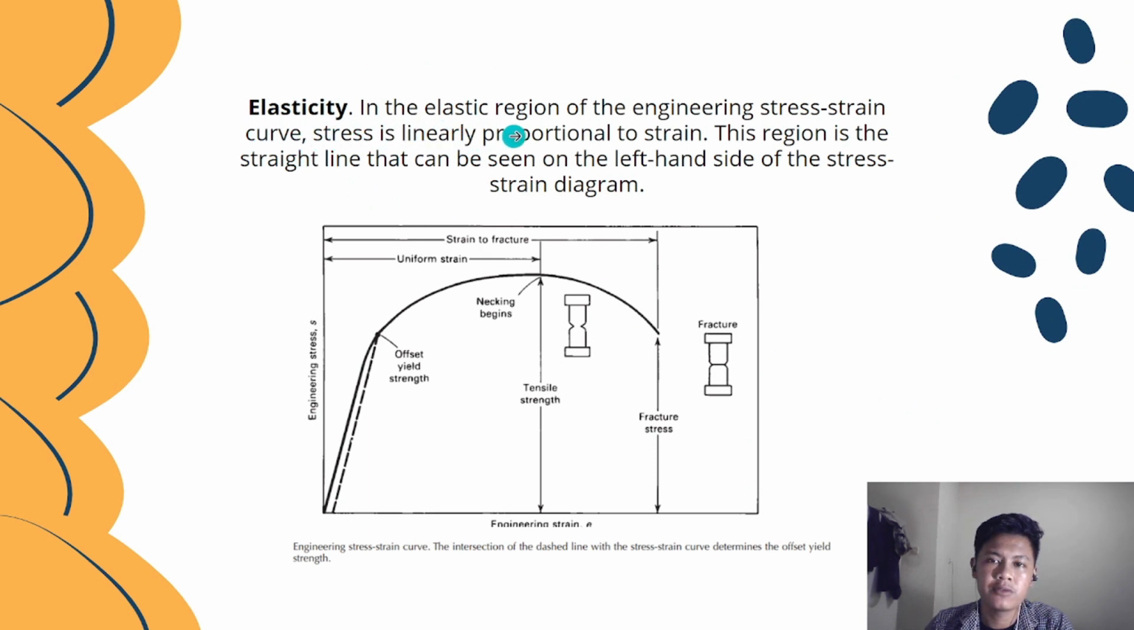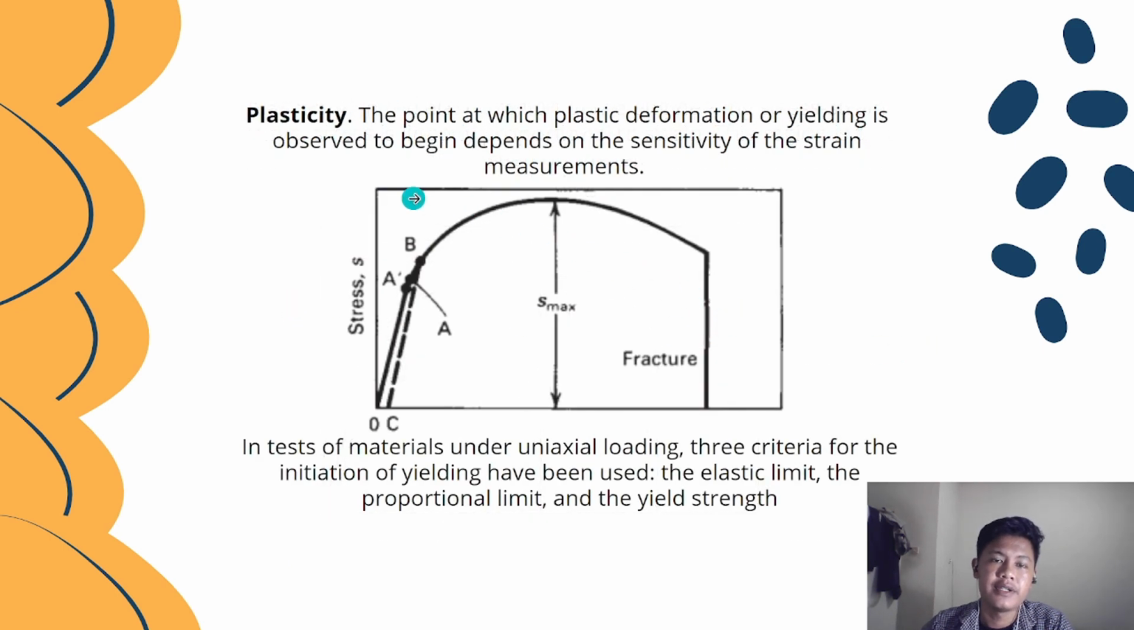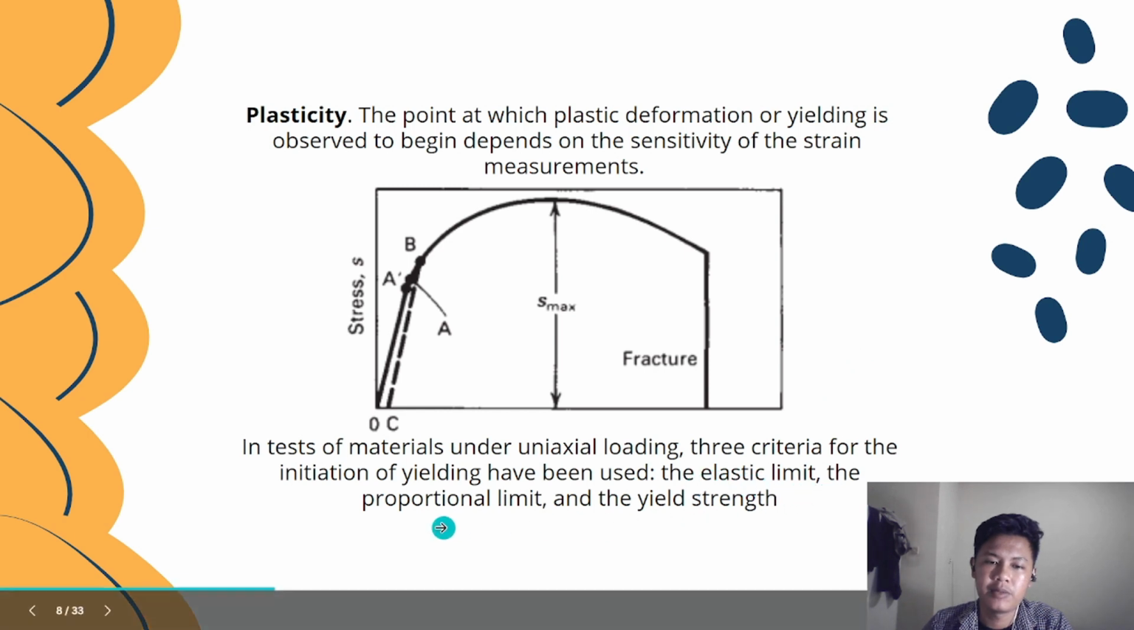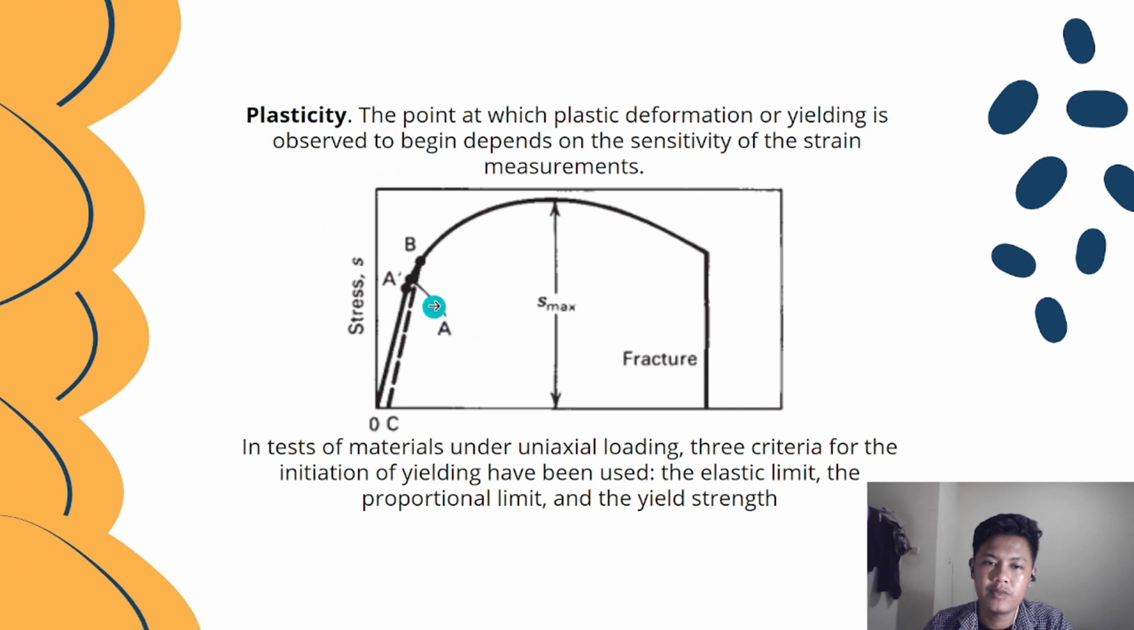Elasticity. In the elastic region of the engineering stress-strain curve, stress is linearly proportional to strain. This region is the straight line that can be seen on the left-hand side of the stress-strain diagram. Plasticity. The point at which plastic deformation or yielding is observed to begin depends on the sensitivity of the strain measurement. In tests of materials under axial loading, three criteria for the initiation of yielding have been used: the elastic limit, the proportional limit, and the yield strength. So in this picture, A is the elastic limit, and the A in here is the proportional limit, and the yield strength is the B point.